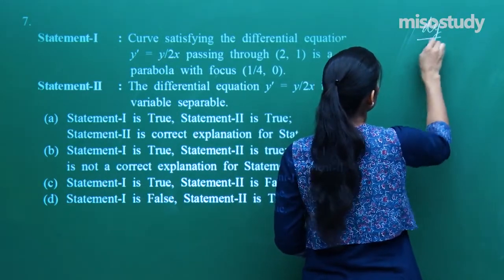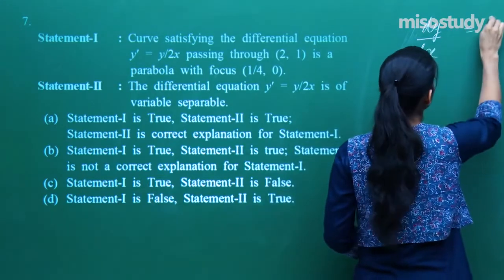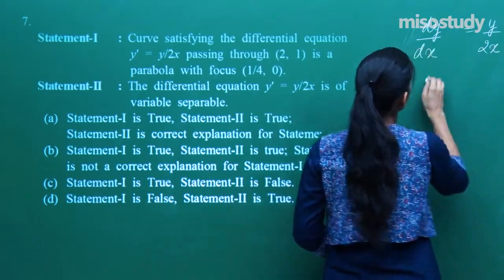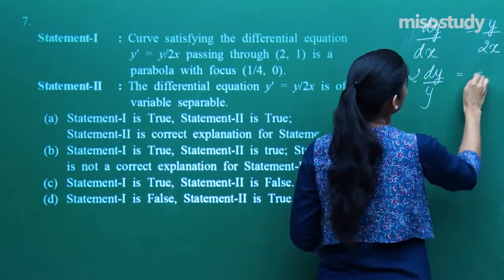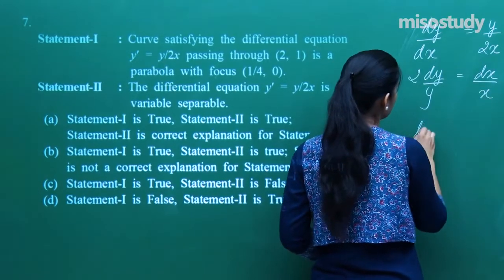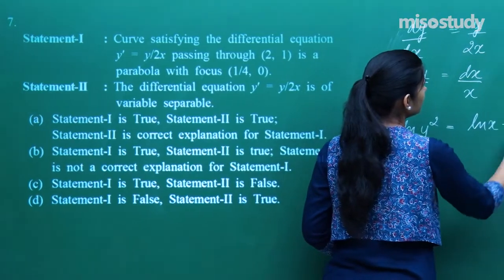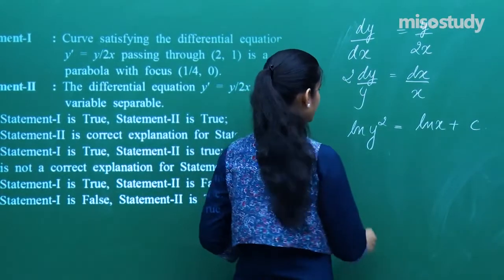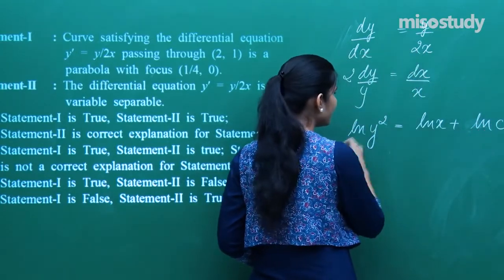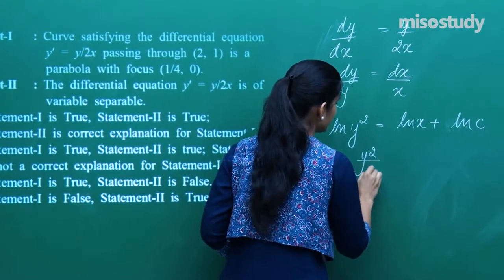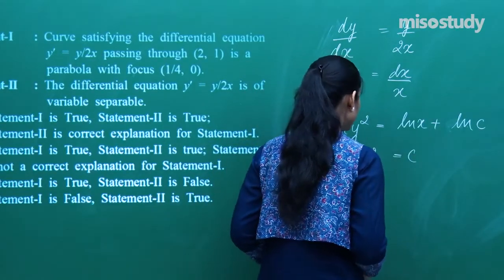So you are given y dash, which is dy by dx, equals y by 2x. So you are getting twice of dy by y equals dx by x. So you get twice of ln y, or ln y square, equals ln x plus c. Right? So you basically get, or let me write it as ln c. So from here you get ln y square minus ln x, which is ln of y square by x, equals ln c. So y square by x equals c, which is what?